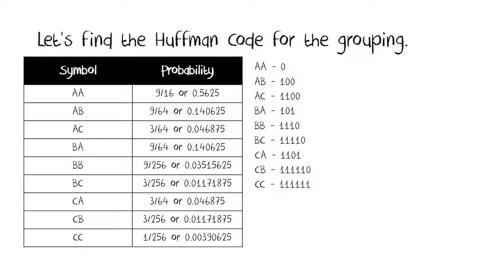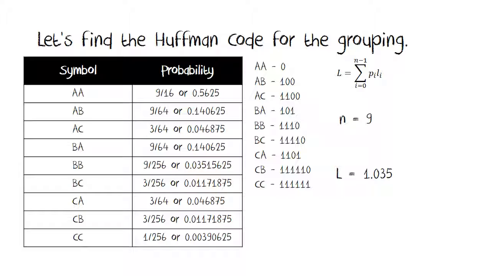Again, we use the previous equation for average code length. Here, n equals 9 because we have 9 symbols. When we calculate the average code length, we get 2.07. However, since each symbol is made up of 2 individual symbols, we divide the code length by 2, resulting in 1.035 as our average code length.